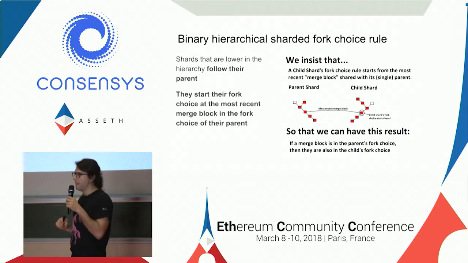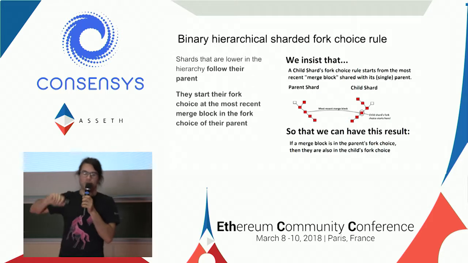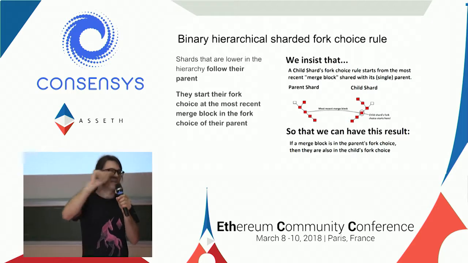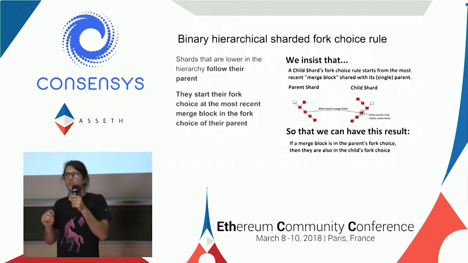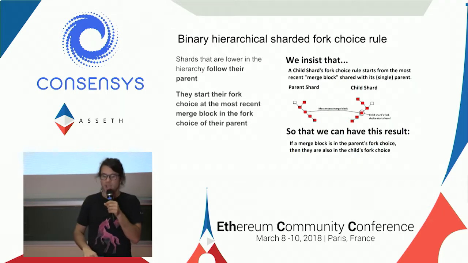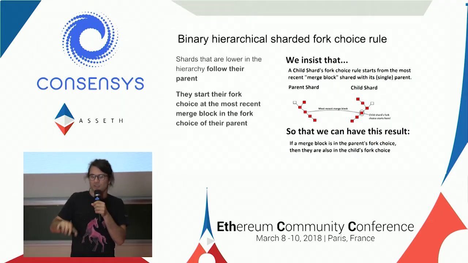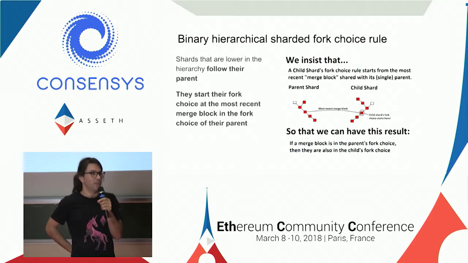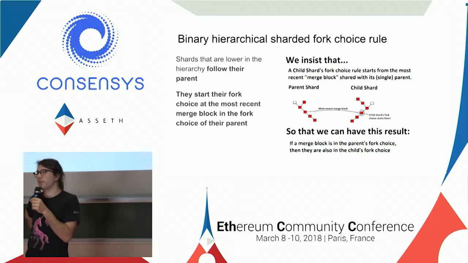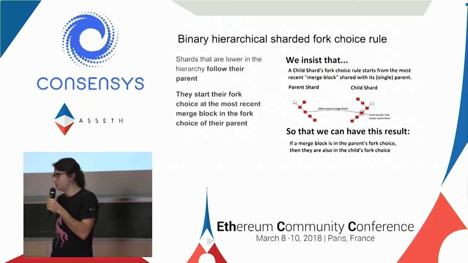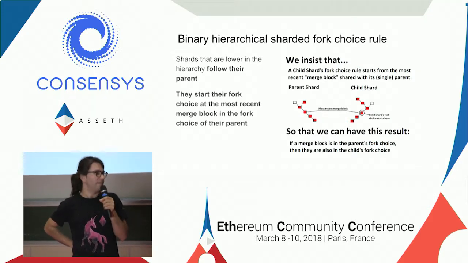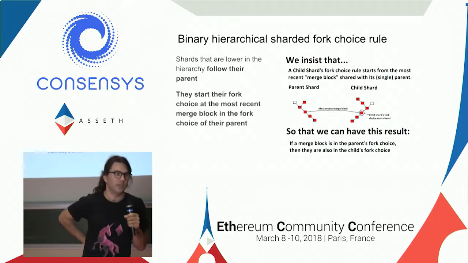So imagine that we have this parent shard on the left and child shard on the right. And now instead of drawing the merge block as a big rectangular thing, I just drew this arrow, this line, which says that they're the same block. Sorry about that. I did this before I figured out the rectangle thing. Actually, before someone told me about it. So imagine that the merge block there is the most recent one in the fork choice rule of the parent. Then the child starts their fork choice rule there. So the fork choice rule of the child starts at the latest merge block in the parent's fork choice. So definitely, if the merge block is in the parent's fork choice, it will be in the child's fork choice.